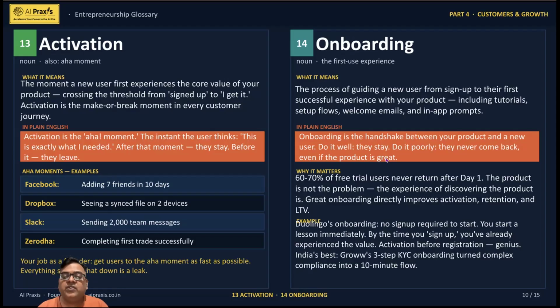Look at this Duolingo app. They don't force sign up first. They let you start learning immediately. By the time you sign up, you already see value. That's a brilliant way of onboarding. Another example, Groww. They simplified KYC into a 10-minute process, complex compliance made simple. So remember, onboarding creates activation, activation creates retention.